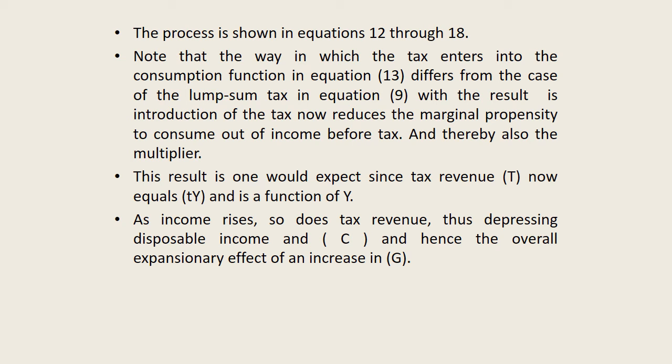The process is shown in equations 12 through 18, which we previously explained. As income increases, so does tax revenue, thus depressing disposable income and C, and hence the overall expansionary effects of an increase in G. So, guys, in the second case, income tax and public expenditure, if the government decides to increase income tax, then the expansionary effect decreases as a result of the increased income tax.